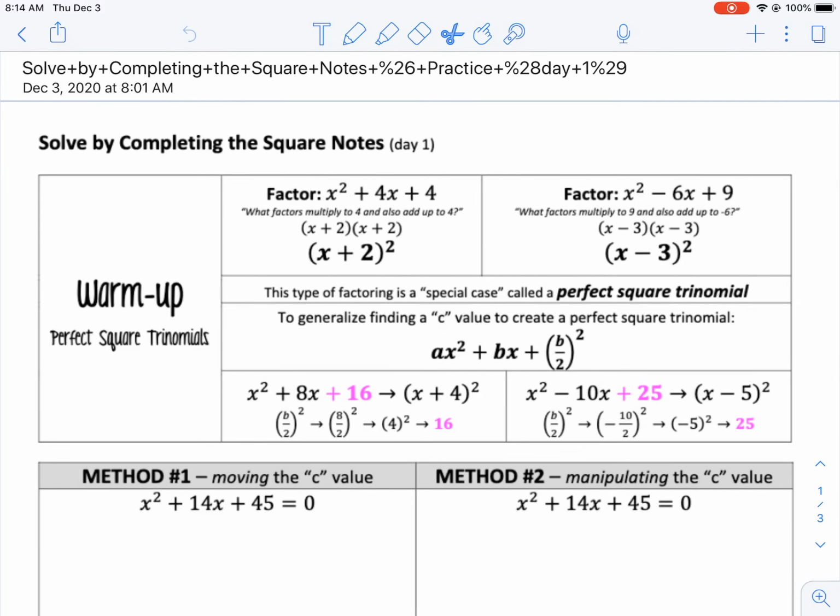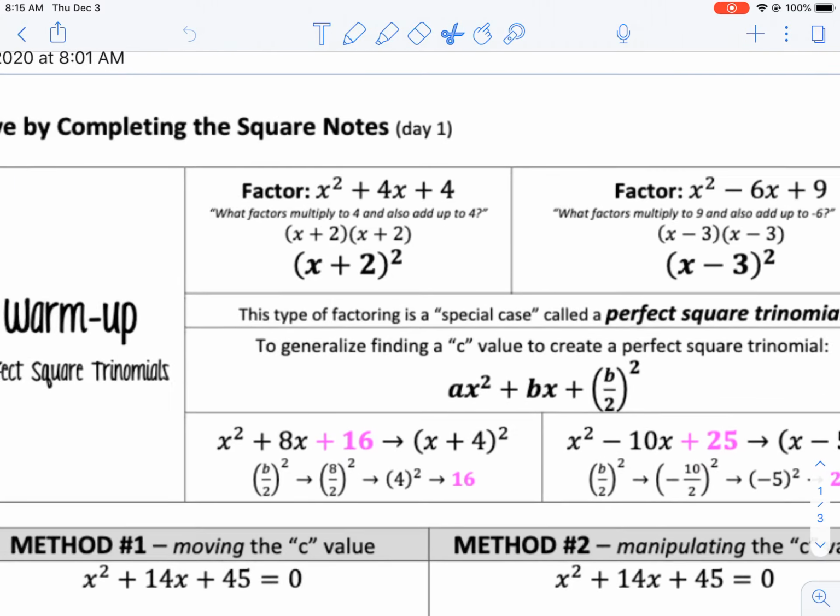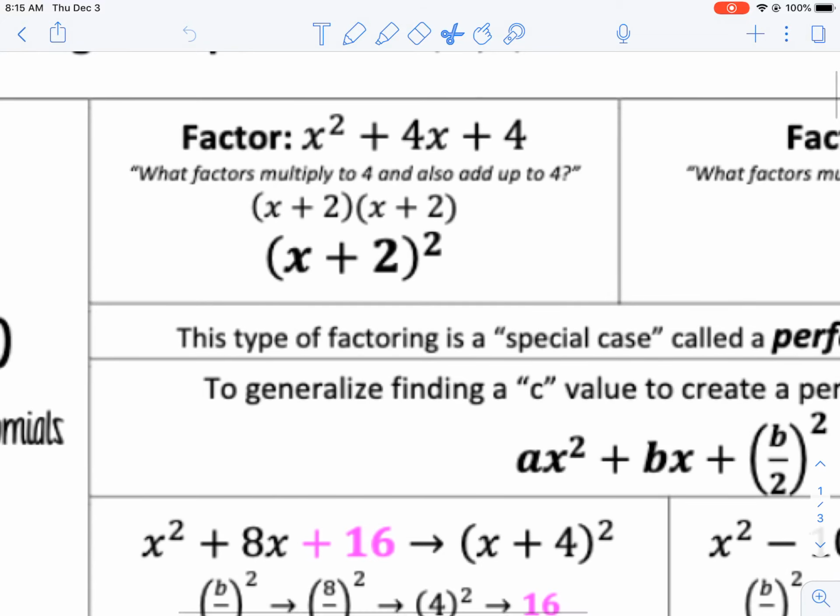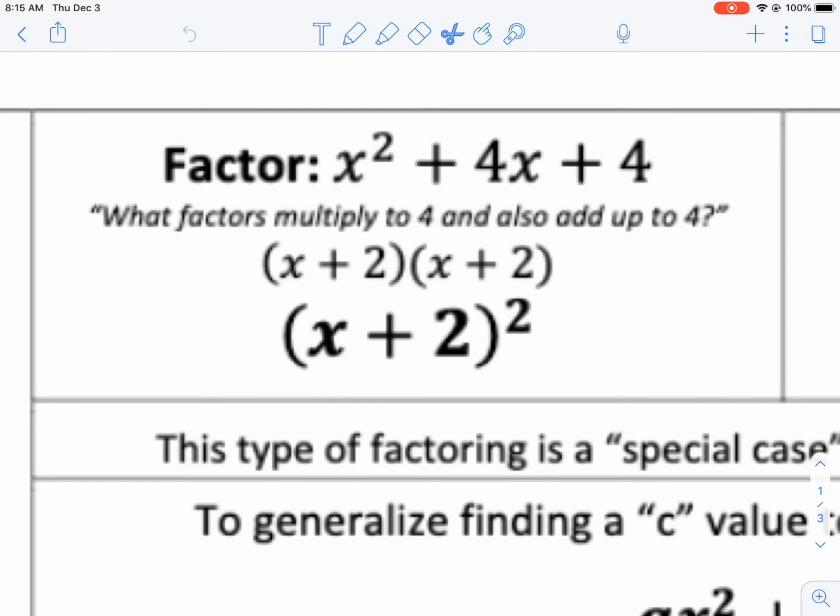Hey, this video is going to be on completing the square. All right, day one. Completing the square is probably something brand new to all of you. Because of that, we're going to really take our time here. What completing the square is, this is what we call the square.